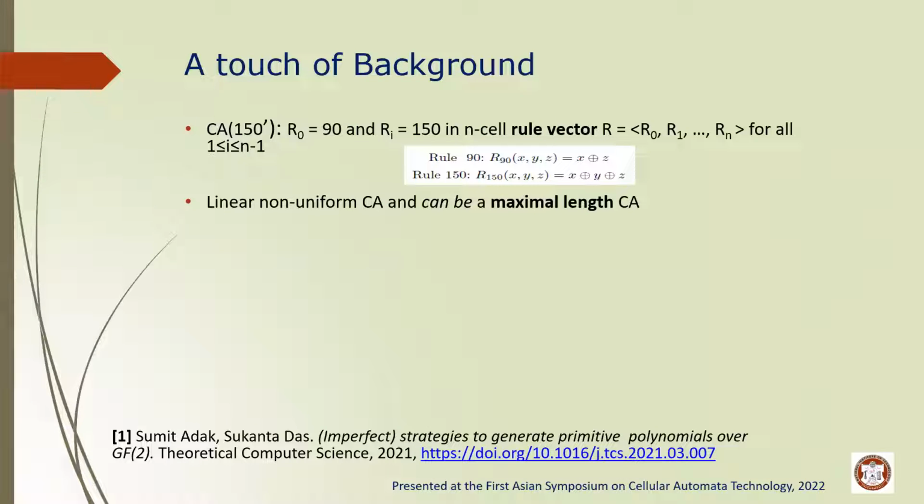We took one special CA which was introduced in the paper, Imperfect Strategies to Generate Primitive Polynomials over GF(2). Here, one special CA was introduced, CA 150-, which has rule 90 at the first cell and rule 150 in all other cells. So it is a linear non-uniform CA, and a non-uniform CA with rules 90 or 150 can only be a linear maximal length CA. So this CA has the potential to be a maximal length CA.